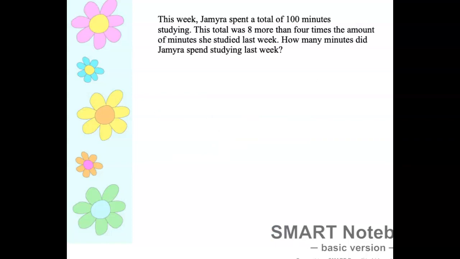Again, the problem sounds like this. This week, Jamira, that's a nice name, spent a total of 100 minutes studying. This total was 8 more than 4 times the amount of minutes she studied last week. How many minutes did Jamira spend studying last week? So for our let statement, we could say let S, because that is studying. You could write the entire question in your let statement, or you could just shortcut it.